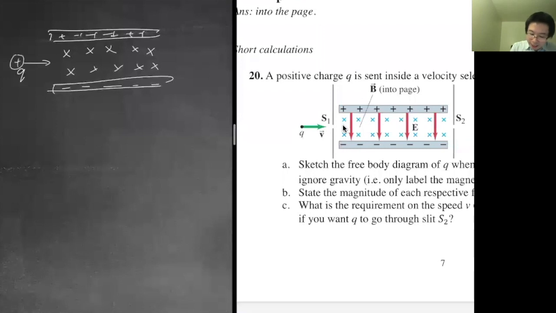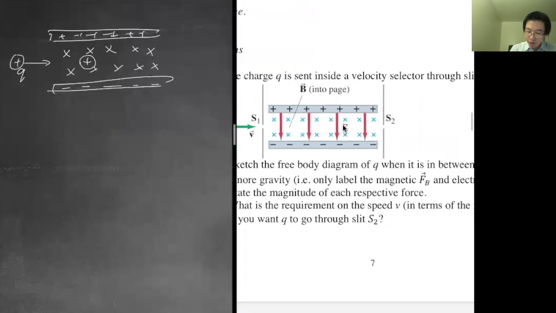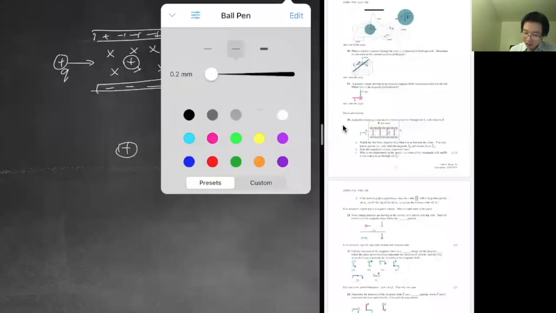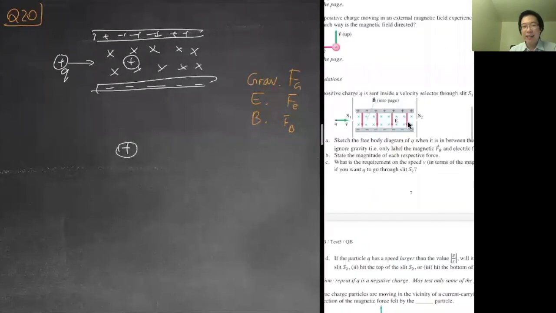So when it is between the plates, what are the forces? You want to draw a free body diagram on it. First of all, is it in contact with anything? No. So you don't have any contact forces. You just need to look at non-contact forces. And the only ones you've learned, this is question 20, are gravity, electric force, and magnetic force, right? Fg, Fe, Fb. Do you have gravity? Yes, but it tells you to ignore it. Good, so you just need to worry about electric and magnetic.